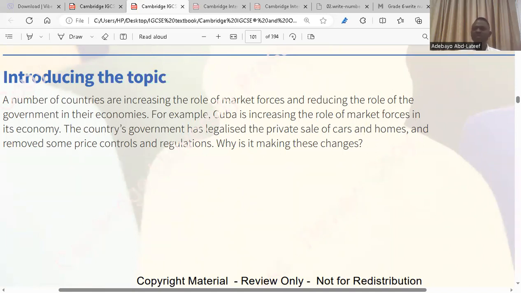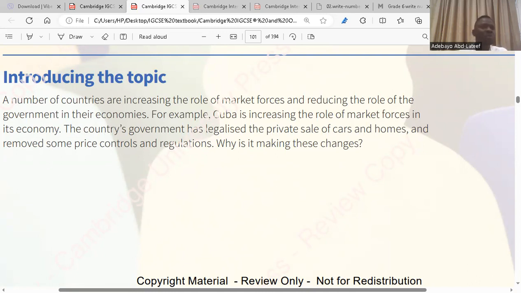Why is it making these changes? When price is being determined and controlled by government, it means the planned system. But if government is taking away those policies and trying to privatize, it means they are trying to change from being a planned system into a market or mixed economy. But here we are focusing on the market system. So we wouldn't say what the Cuban government is doing is a mixed system. We would say the Cuban government is trying to switch into a market economic system.